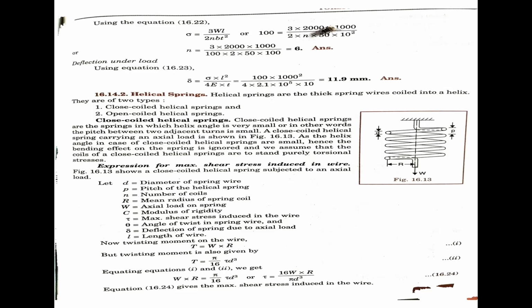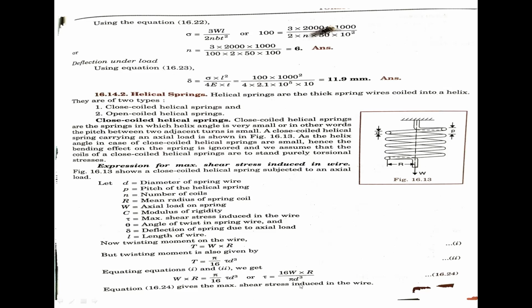a circular shaft. You have to take this in twisting moment. For a circular shaft, capital T equals pi by 16 tau into d cube. Already in the last class I explained this for shafts. Equating these two equations, we get the shear stress tau equals 16 W into capital R by pi d cube. This is the shear stress equation. Tau equals shear stress. The expression for maximum shear stress induced in wire.